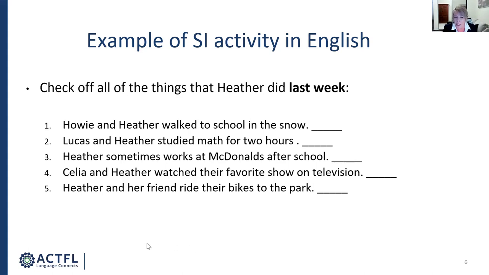"Celia and Heather watched their favorite show," and "Heather and her friend," it looks like I can't see the last sentence, I've got the chat box up. "Heather and her friend," and I think Heather's here, "ride their bikes to the park." So that's an example in English. Let's take a look at an example in Spanish.